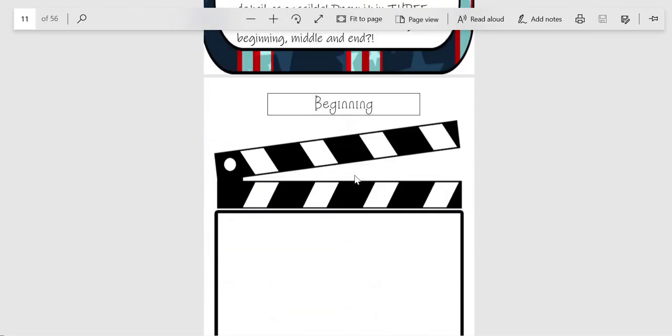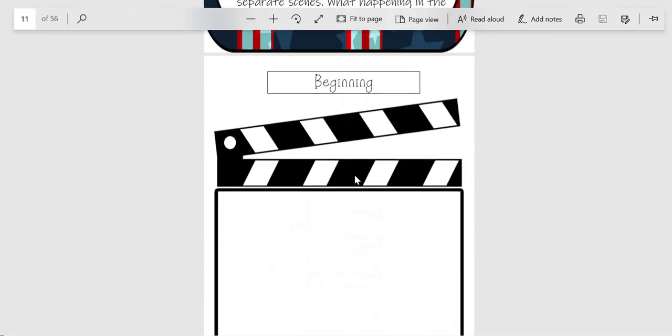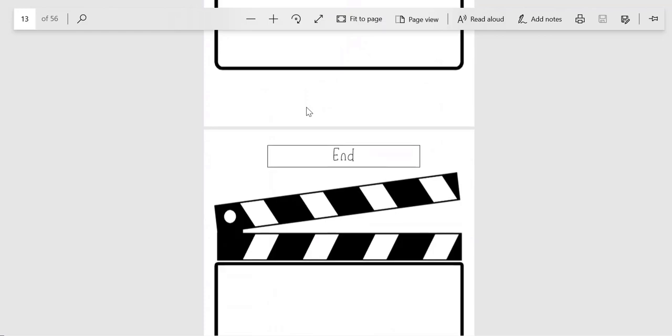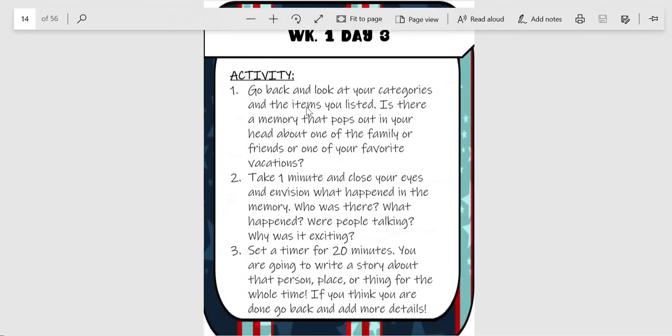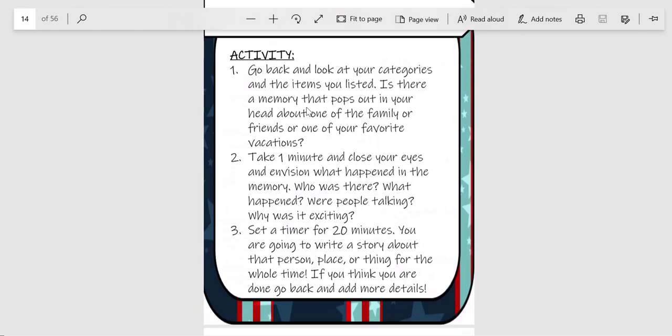And then they're going to go back and choose one of those things and try to come up with a story that has a beginning, middle, and an end. A lot of times kids are writing and they're like, oh, I'm done. It's like, well, no, you didn't tell the whole story, or you didn't really pinpoint the exact details of what was going on. So that's kind of to help them start to think about breaking their stories up.